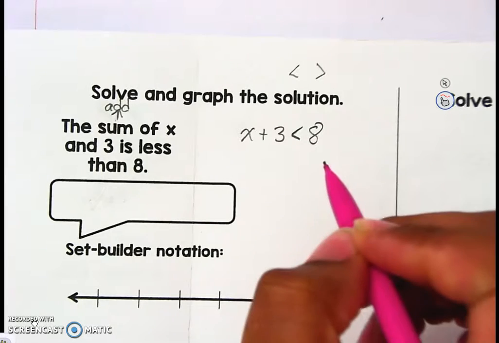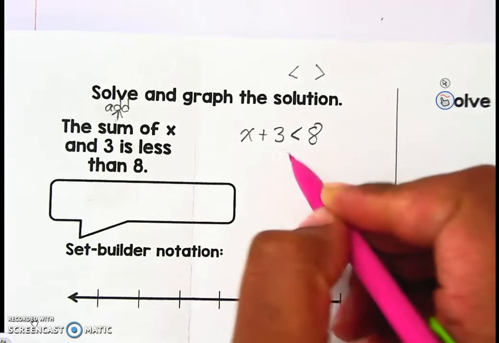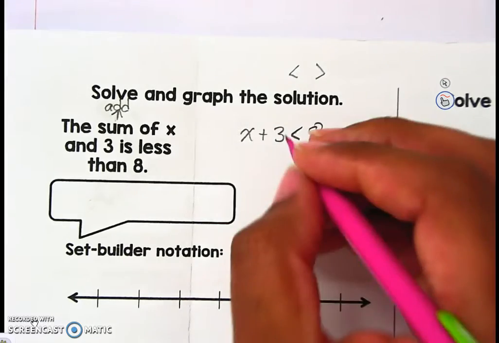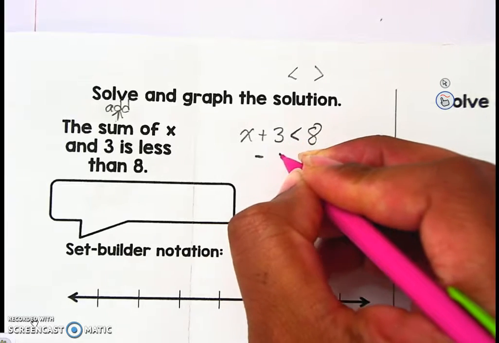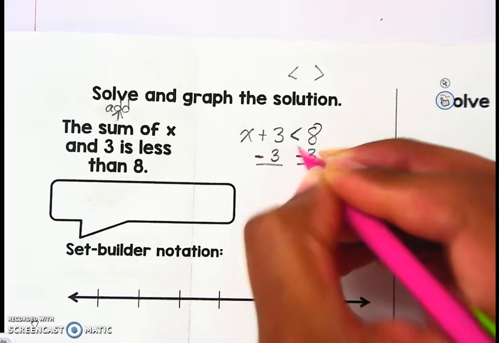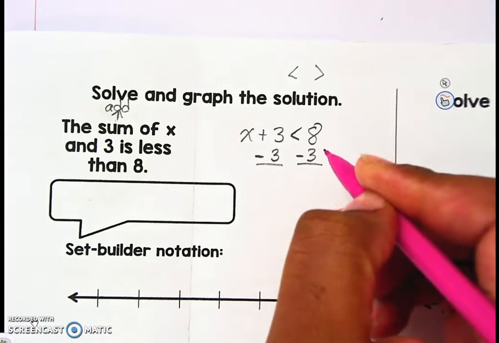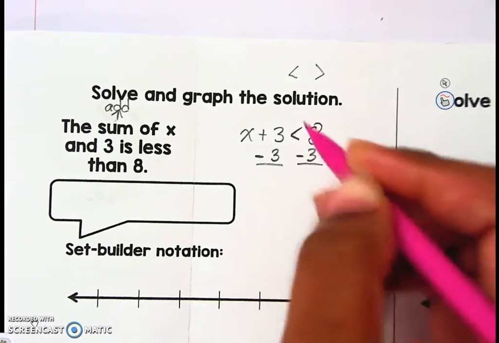Now we have to solve it. Everybody should hopefully remember how to do this. Remember, we do the opposite of what's here. So if that's a positive 3, we subtract 3. And we only do that because we're going to cross the inequality sign. The inequality is right there. We're going to cross it, so it means we change the sign.